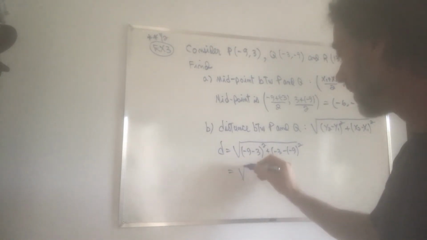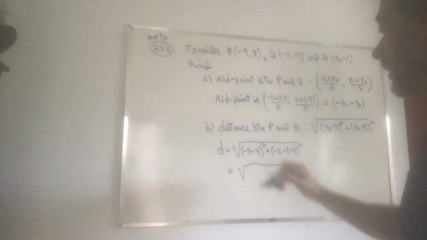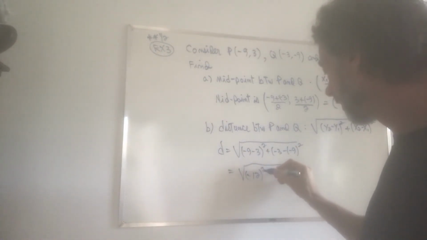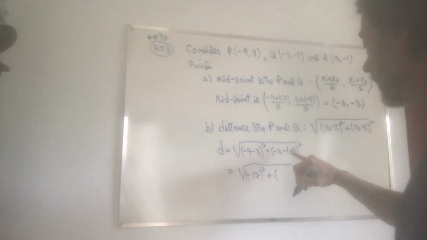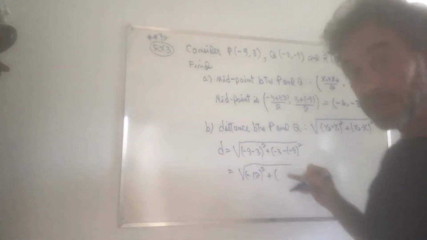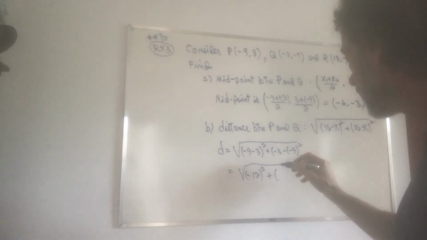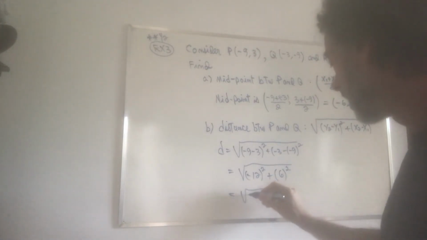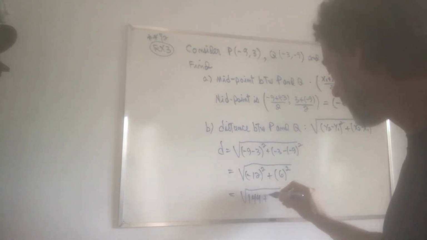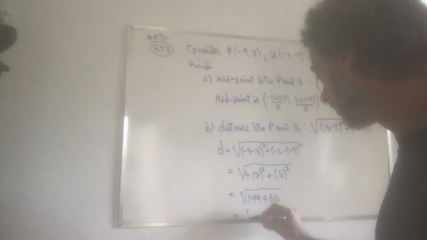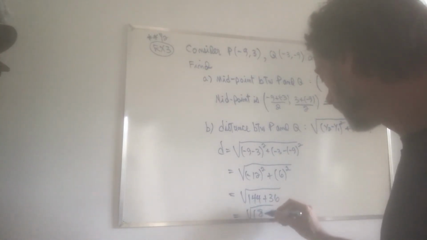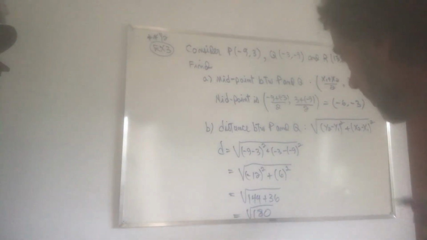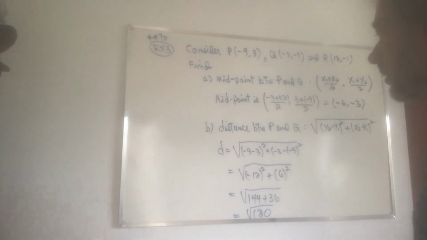That is the root of minus 12 squared. Plus, that's minus 3 plus 9. I'm sorry, minus 3 plus 9 is 6. 6 squared, so that would be the root of 144 plus 36. That would be the root of 180. Good, we can most likely simplify this a little bit, but I'm not too sure that I want to do that.